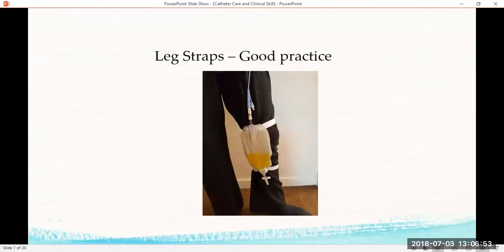So we're now moving on to some photographs. So this one is of a patient who has got leg straps for securing their catheter. So we can see that it's attached just one above the knee and one below the knee, making sure the catheter is off the ground so that we're not giving any port of infection.